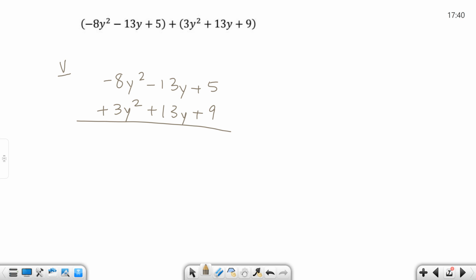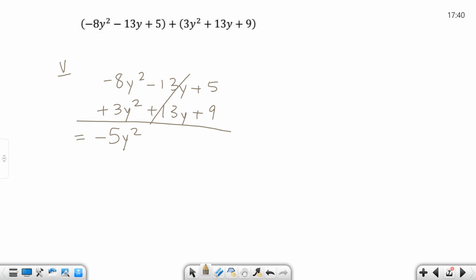So negative 8 plus 3, they're different signs. That's 5y squared, and the negative is bigger, right? The 8's bigger and it's negative, so negative 5y squared. Then negative 13y plus 13y, that cancels, doesn't it? When things go to 0, they cancel. That goes to 0. Don't think that it has to happen, but it can happen, right?